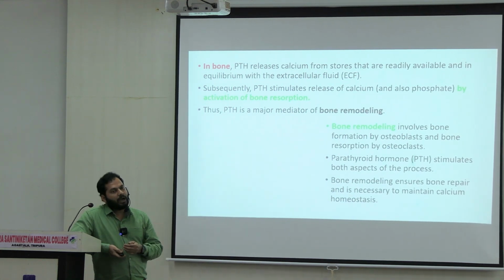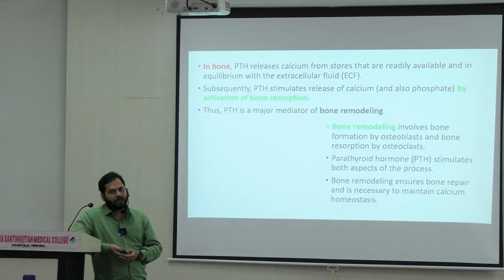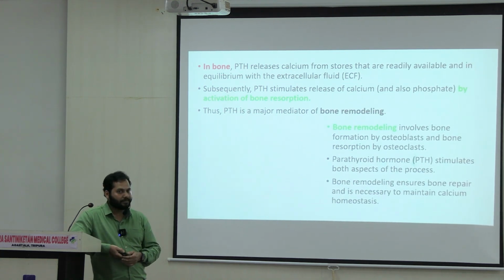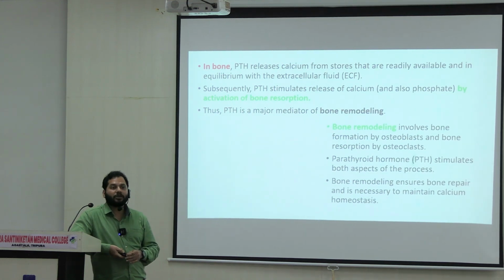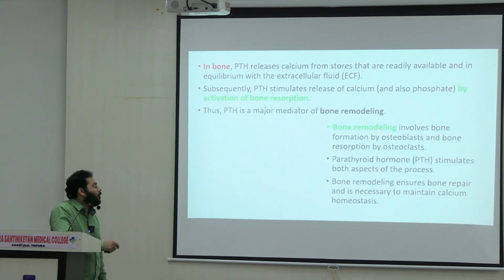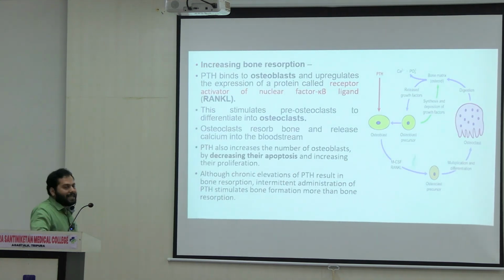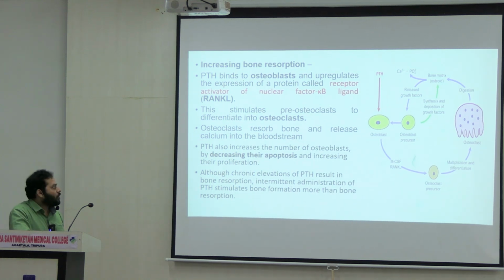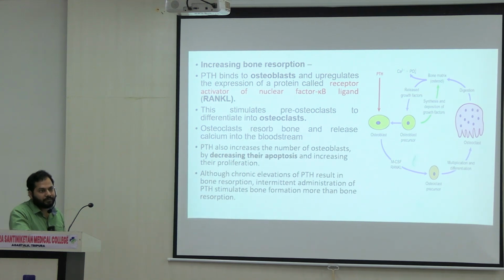If there is a hyper release of calcium or hyper resorption, obviously the porosity of the bone will be increased. Osteoporosis may happen. So now we have a specific mechanism that helps to maintain the balance. This is called the remodeling process. So what is the exact process? See, PTH stimulates the osteoblast first.